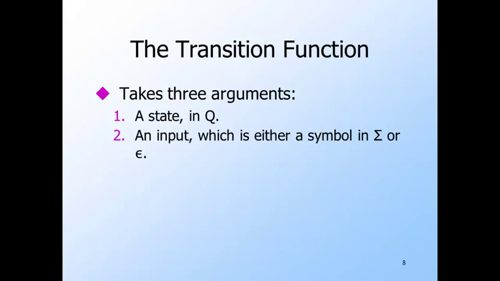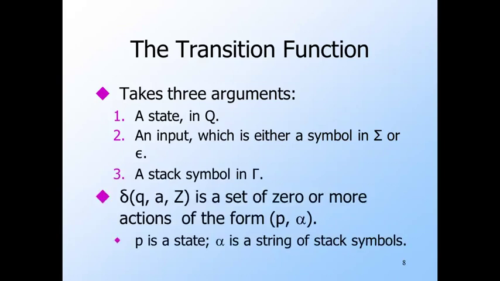Second, an input symbol or epsilon, as for the epsilon NFA's transition function. And last, a stack symbol. Delta for state Q, input A, which can be epsilon, and stack symbol Z, is a set of zero or more actions. Each action consists of a next state P and a string alpha of stack symbols, possibly empty, with which to replace the top symbol Z.